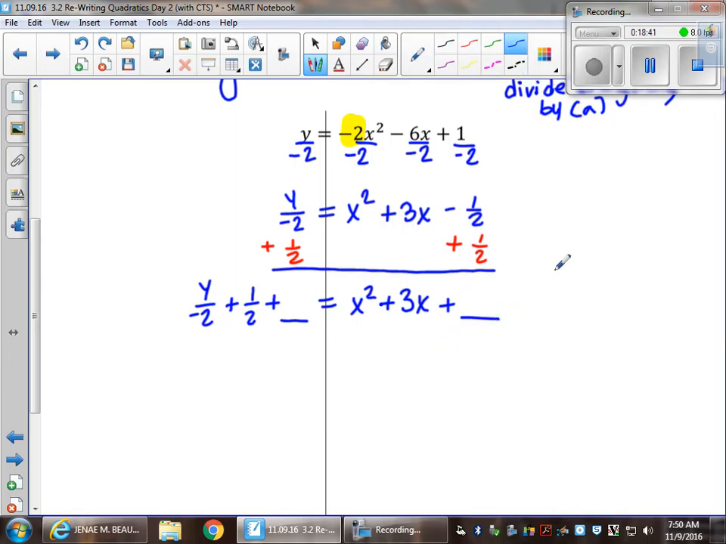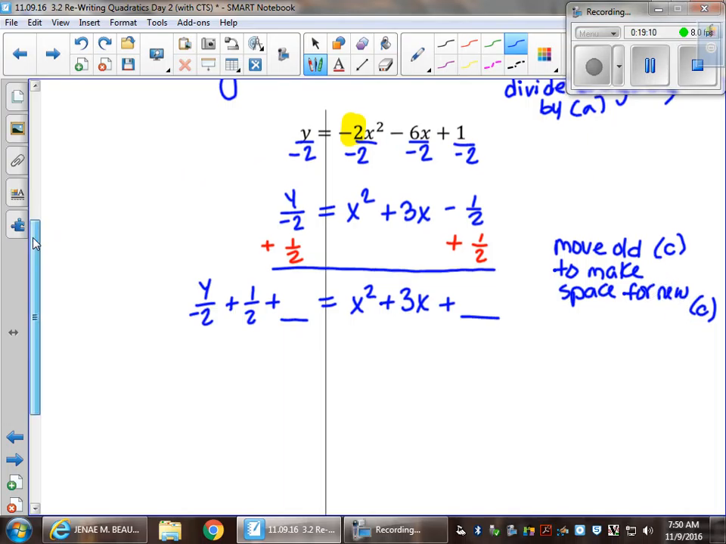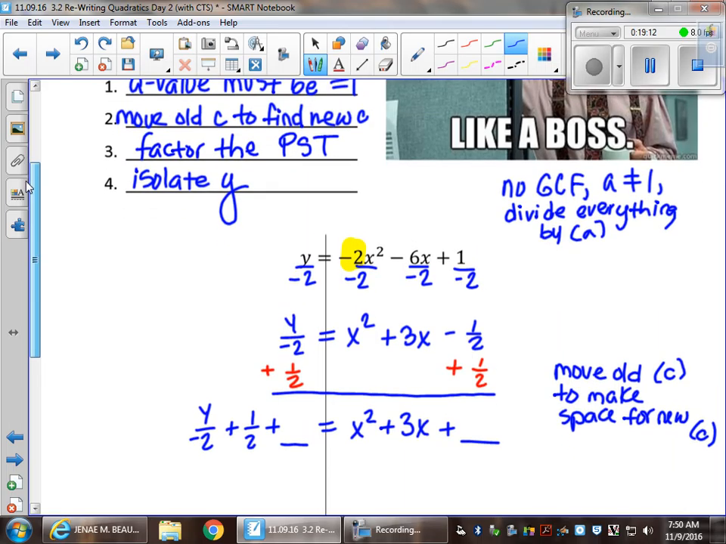Off to the side, what can I write that we just did? What did we just do in words? We moved old C to make space for? Write that down. Move old C to make space for new C. Awesome, we've got space. Fantastic. Step 2 is complete. Is step 2 complete?